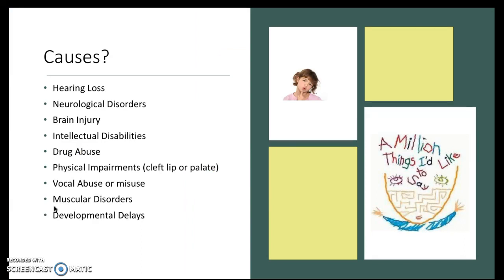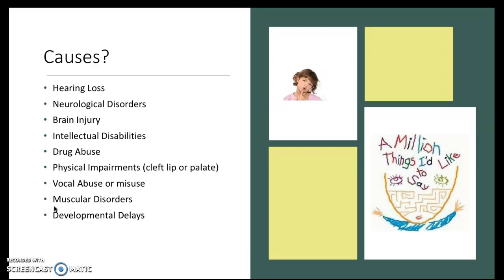Some of the common causes of speech and language impairments really can range from a variety of things. A couple of the articles I read talked about how they'll have hearing loss when they're little, or they'll have neurological disorders so their brain won't develop fully. They'll have intellectual disabilities, so sometimes speech and language impairments are paired with other disabilities.